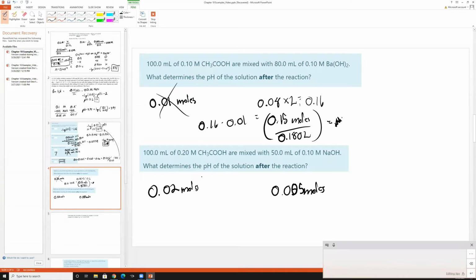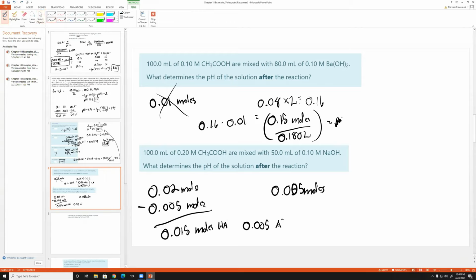So then what determines the pH of the solution after the reaction? In this case, you have fewer base moles added to the acid, so not all of it is going to be neutralized, only a small portion. So we're going to subtract the base moles to figure out exactly how much that is. You're going to have 0.015 moles of acid left, and then you're going to have 0.005 moles of your conjugate base. We'll call that A minus and HA. HA, not HA minus.